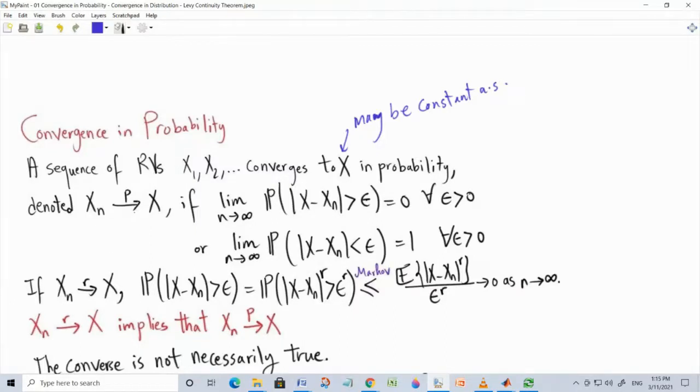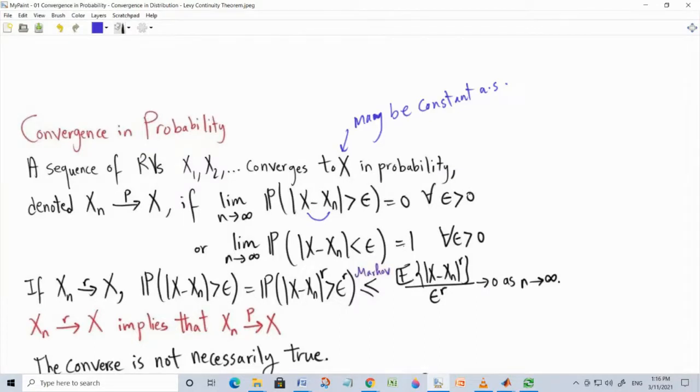We write Xn converges in probability to X, and there are two equivalent versions. We take |X minus Xn|, which is sort of the distance between Xn and X, and then we say that the probability that this distance exceeds any positive epsilon, as n goes to infinity, should go to 0. Or alternatively, in the limit as n goes to infinity, the probability that the distance between X and Xn gets smaller than any arbitrary positive number epsilon should be 1.